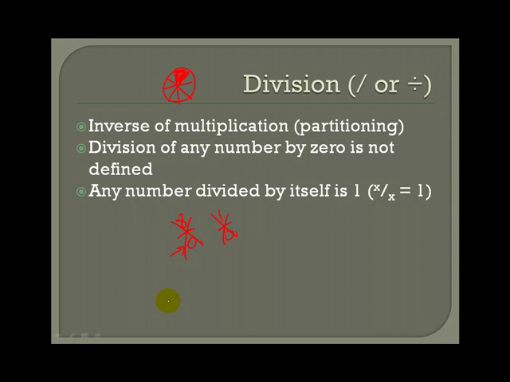Any number divided by itself is 1. 8 divided by 8, 9 divided by 9, goose divided by goose, x divided by x, p divided by p. You get the idea? Also very important, as you're going to see later.